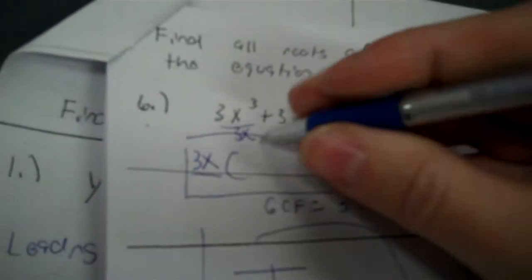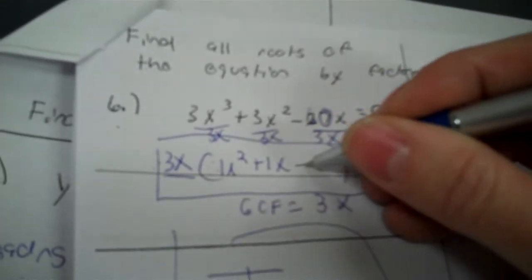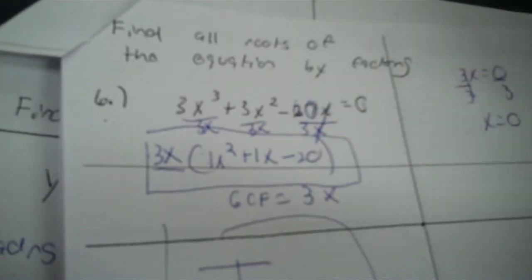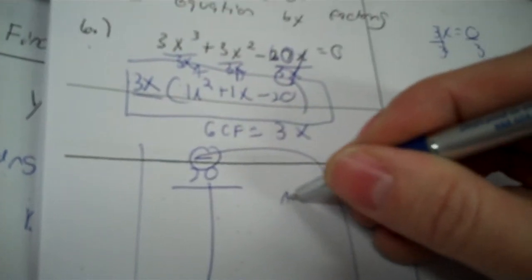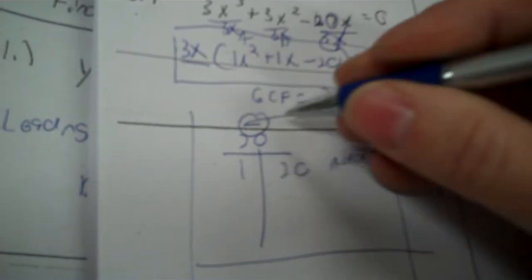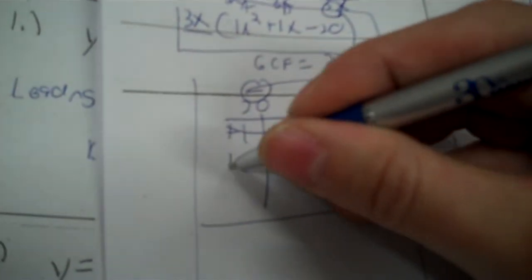That's a 60. So 1x squared plus 1x minus 20. 20 is now a constant because the x's go bye-bye. It's going to be negative 20, so I'm adding to try to make positive 1. 1 and 20, and it's negative 20, so it's positive, negative. That doesn't add to positive 1.